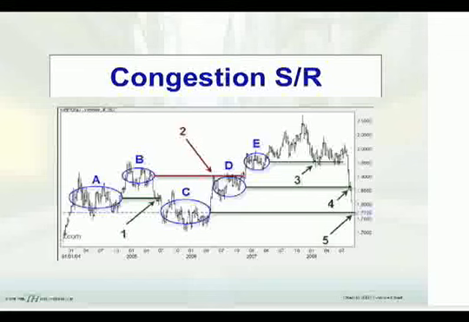Let me see if I can turn on a pointer here. Okay, that's a little fat, but I guess that'll work. But you can see here that at A, what we're dealing with is a congestion level. We have a downward move, upward move, back down, basically towards the, let's see, we're looking at 2004 here. So basically the entire year of 2004, we have this congestion that was forming in the GBP USD.